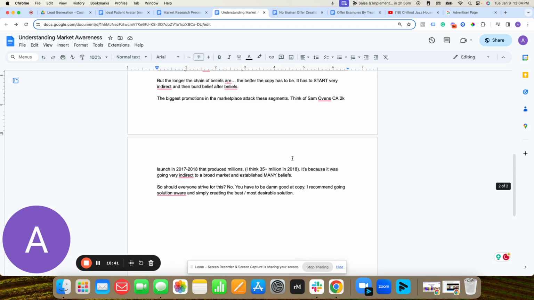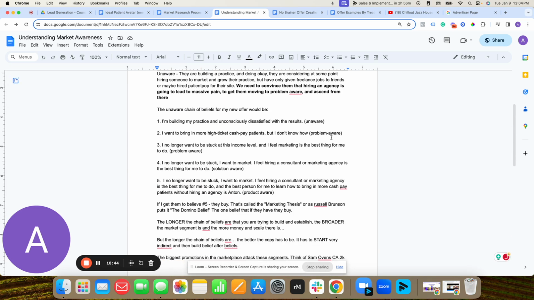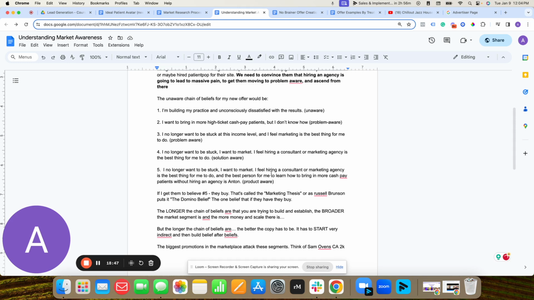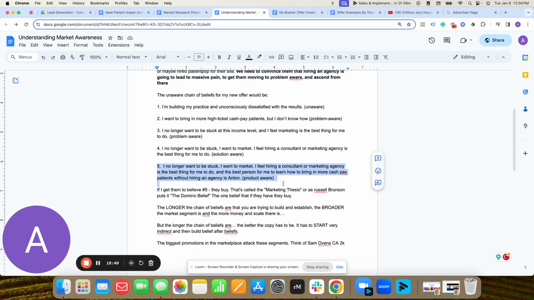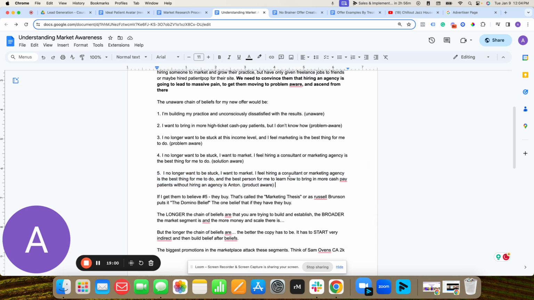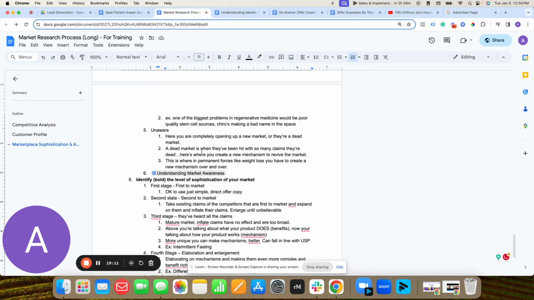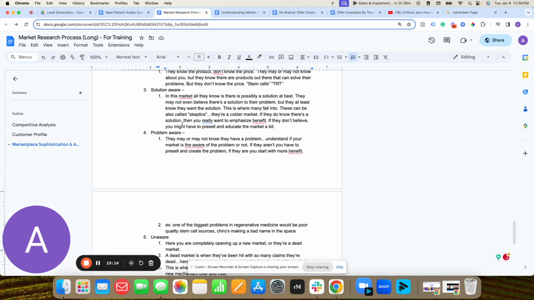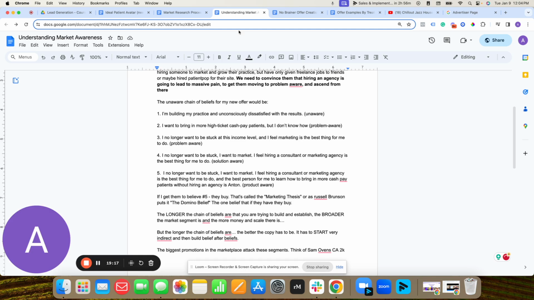If you can move people through this chain of beliefs, where if I get them to believe number 5 here, that's called the marketing thesis, or as Russell Brunson puts it, the domino belief, where if they just believe this one thing, they'll buy from you every time. So for me, this is the chain of beliefs that I walk my people through. Number 1 is I'm building my practice and I'm unconsciously dissatisfied with the results. I'm just unaware, right? And if we go back to unaware, we have to graduate people from 5 to 1. So this is the train of thought, the chain of beliefs that we need to bring them through.